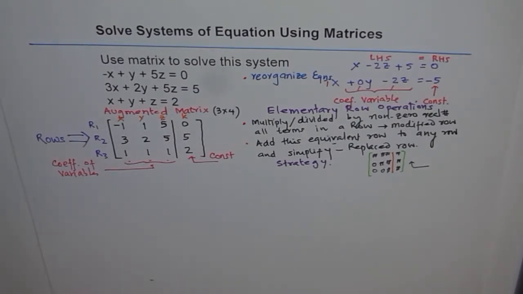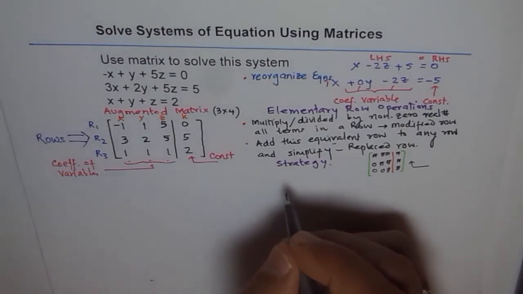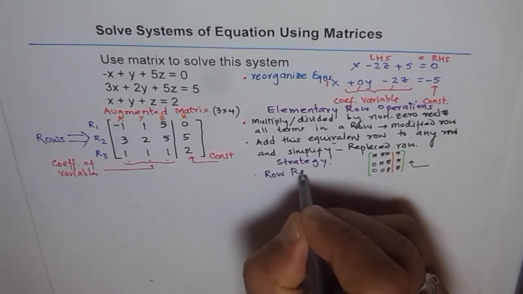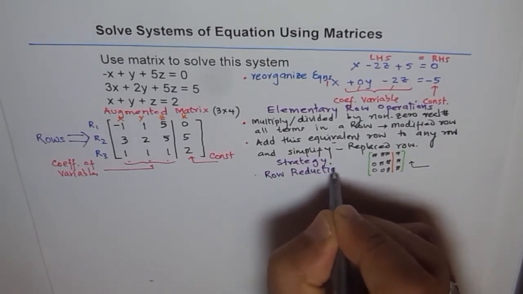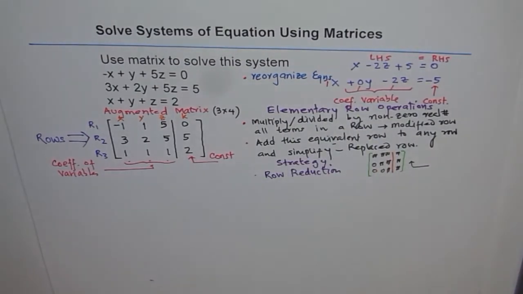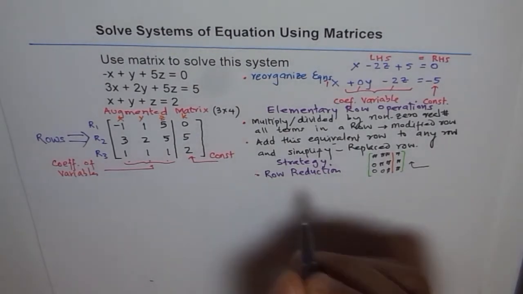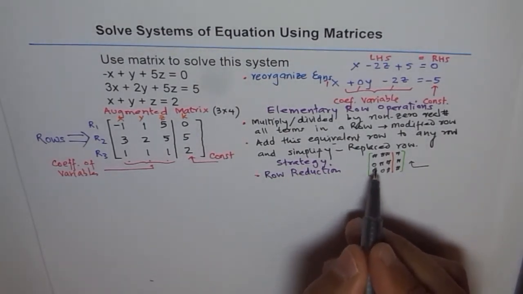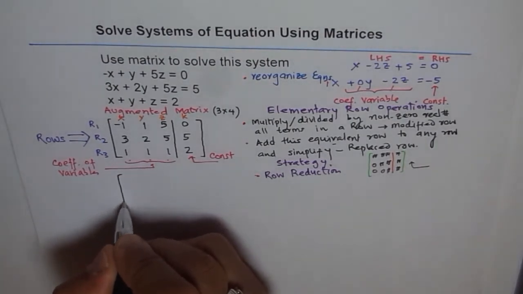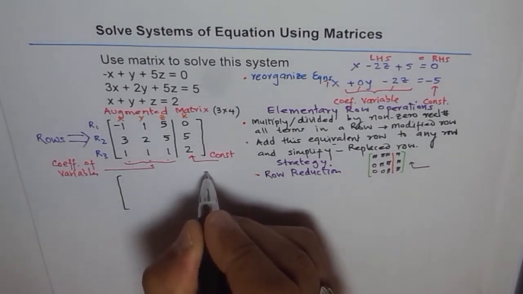And now we are going to do a process called row reduction. So the strategy is to do row reduction by doing these elementary row operations. And how are we going to do row reduction? That is our aim, the objective: to get these 3 zeros in the corner. So let's do it. Let's draw this matrix once again and see how we can simplify it.